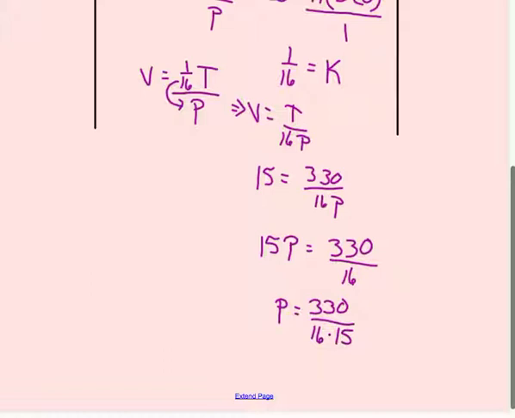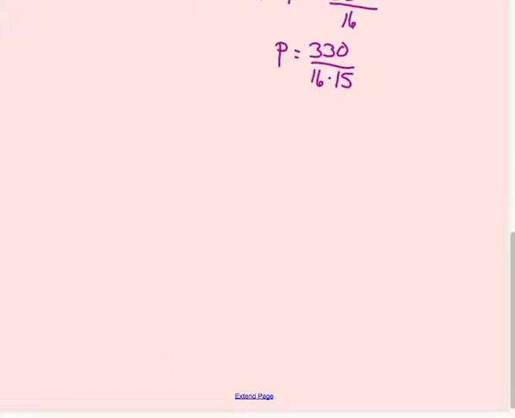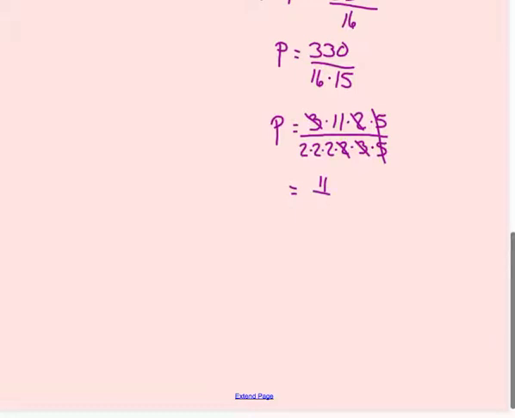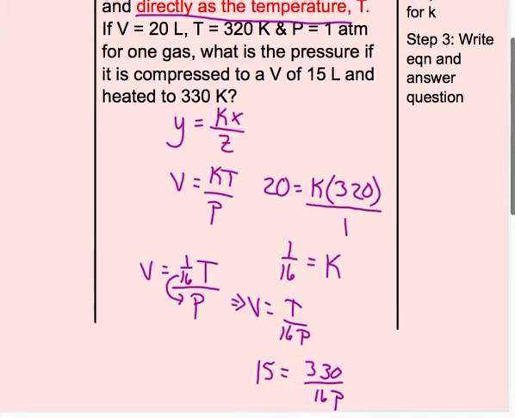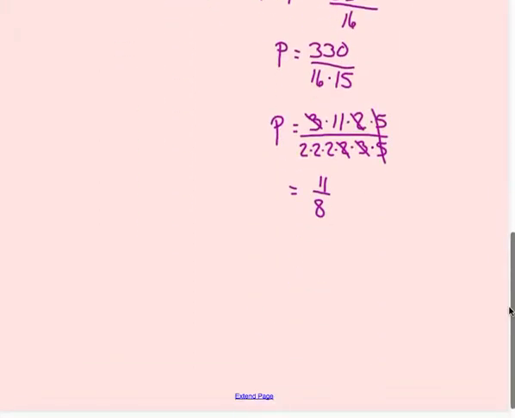So again, I would not just punch this into my calculator. Here's how I use my number sense to simplify this and get my answer as a fraction. I knew 330 is 3 times 110, which is 11 times 10, and 10 is 2 times 5. So I write it as a product of primes. 16 is 2 to the 4th power, and 15 is 3 times 5. So then I cancel my common factors, and I'm left with 11 over 2 cubed, or 8. So 11 eighths, and the pressure is in ATM, the units. And your U-try problems.